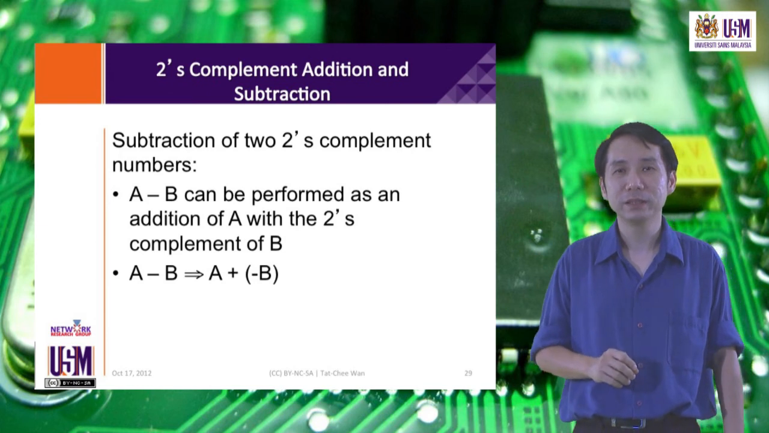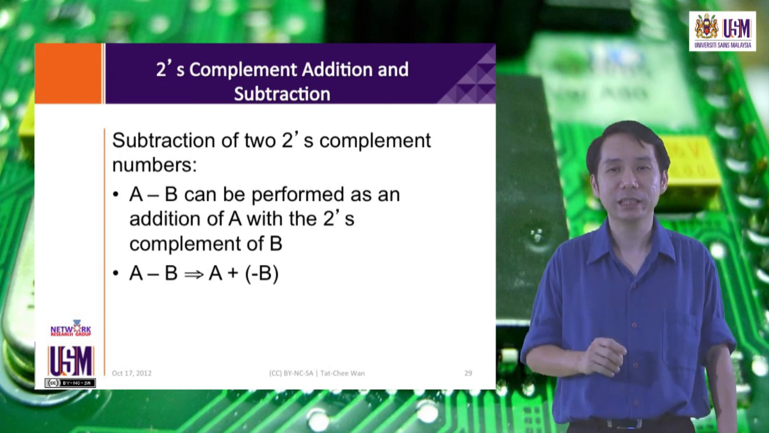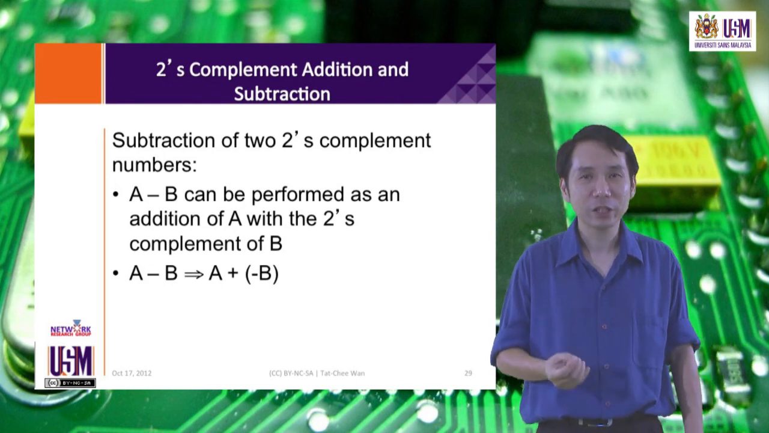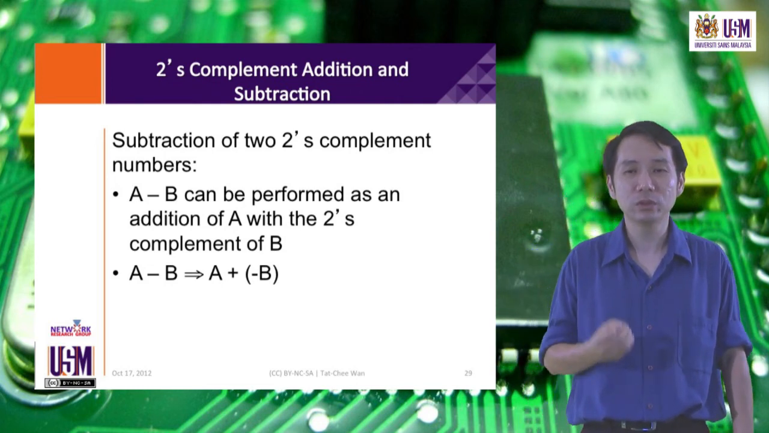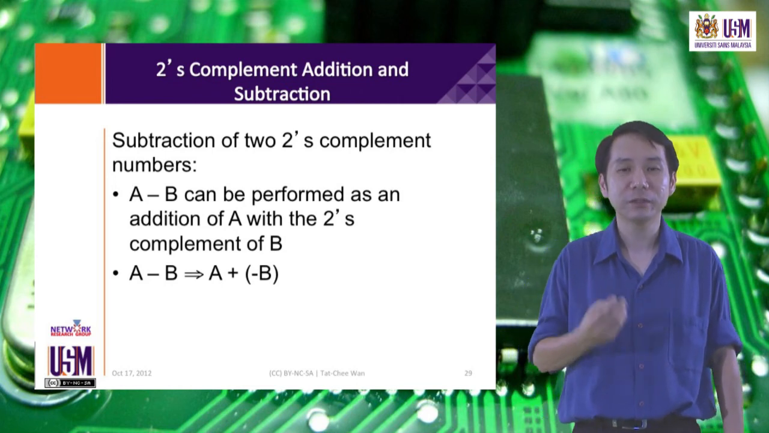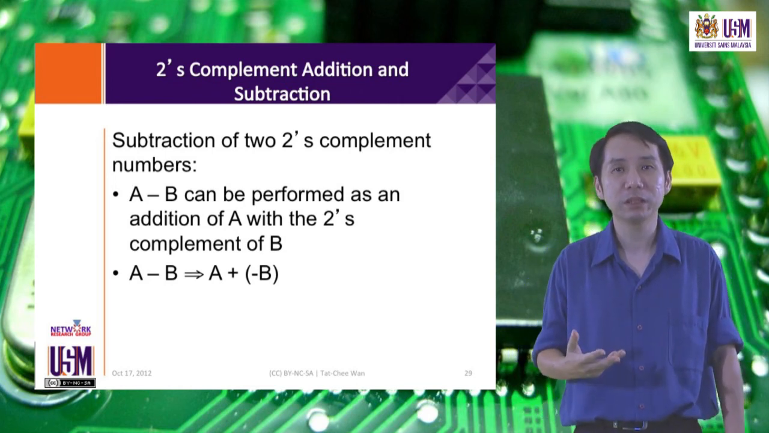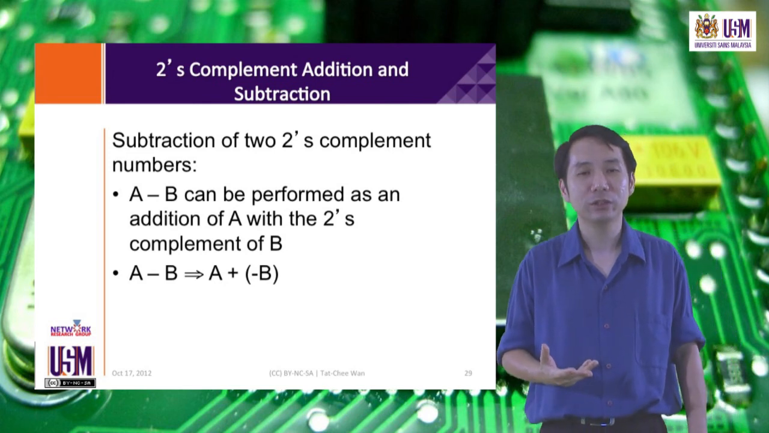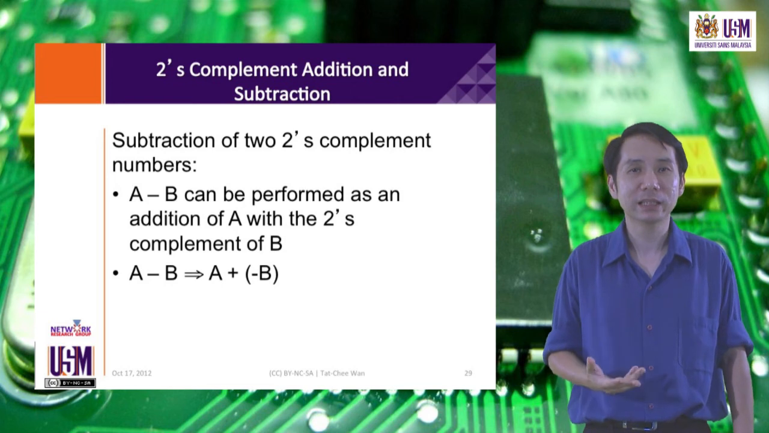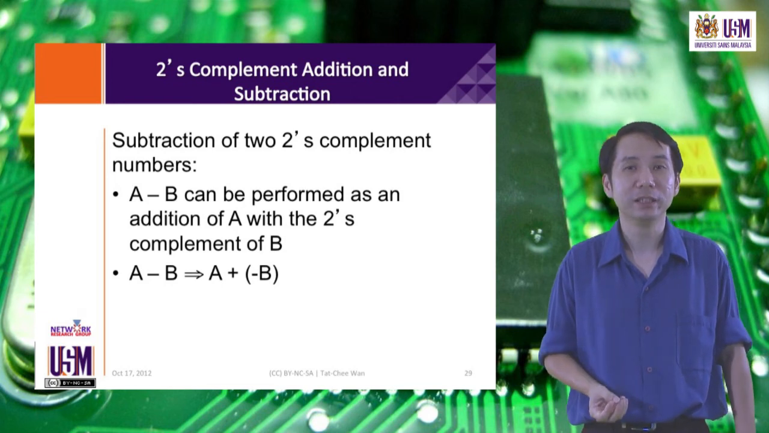Secondly, 2's complement has an interesting property in that addition and subtraction are easily performed. A subtraction of two 2's complement numbers can be performed as addition of the first number with the 2's complement of the second number. So in this example, A minus B will become A plus 2's complement of B.